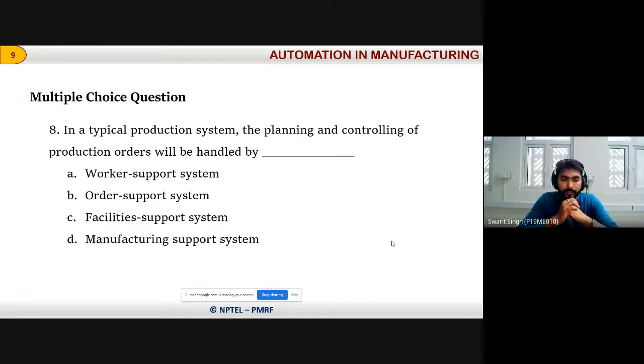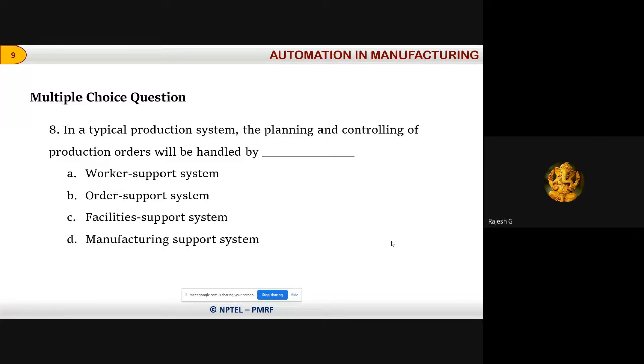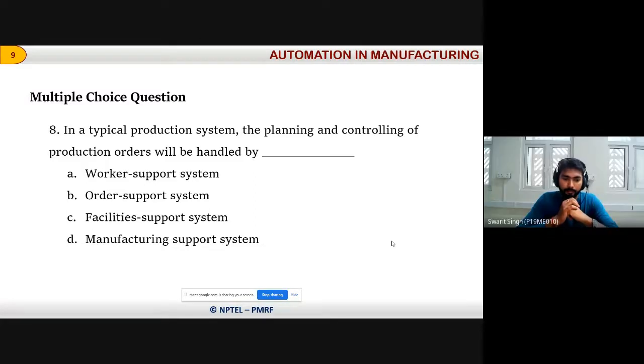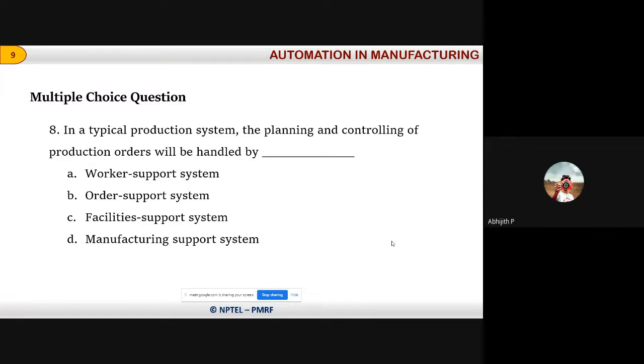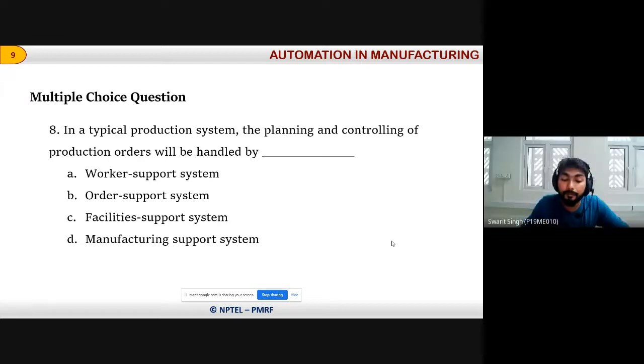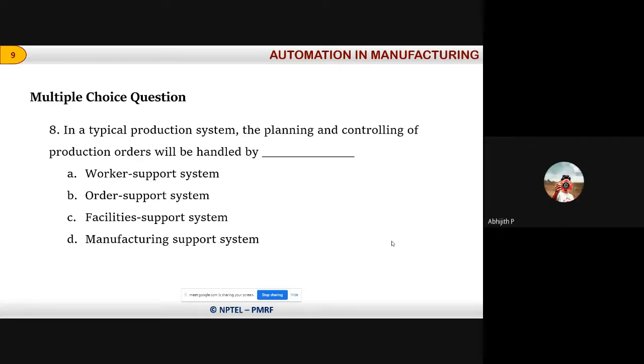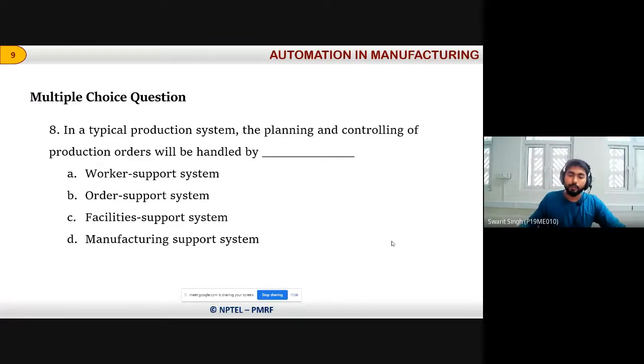Any other answer? Facilities support system, sir. Okay. Any other answer? Sir, manufacturing support system, because here the production is controlled by the planning. Order support system. Yes. So this comes under the manufacturing support system.